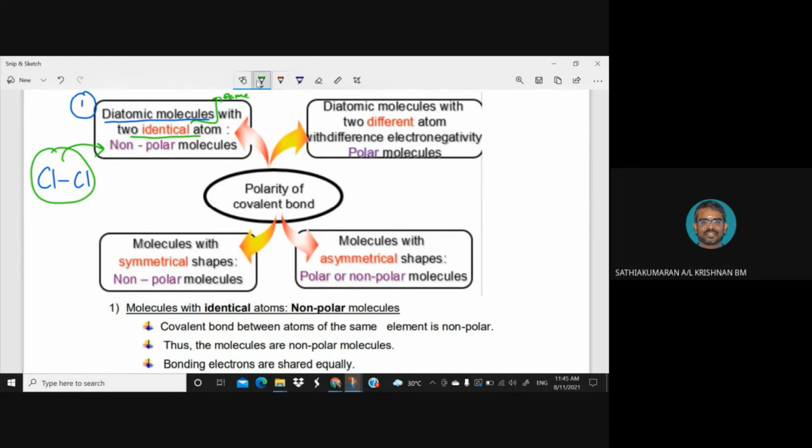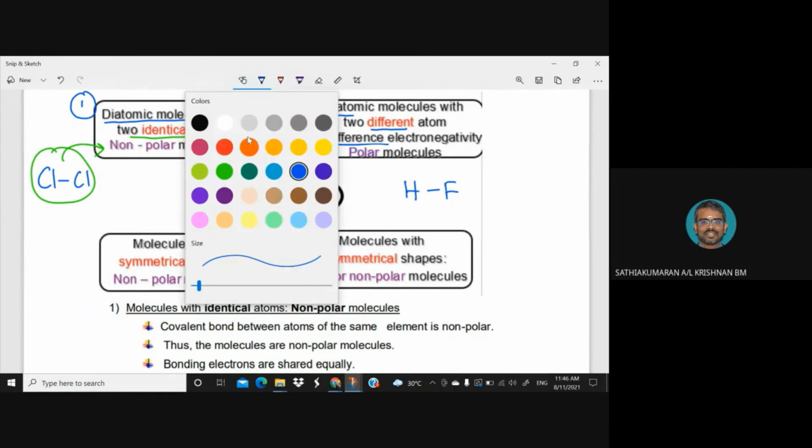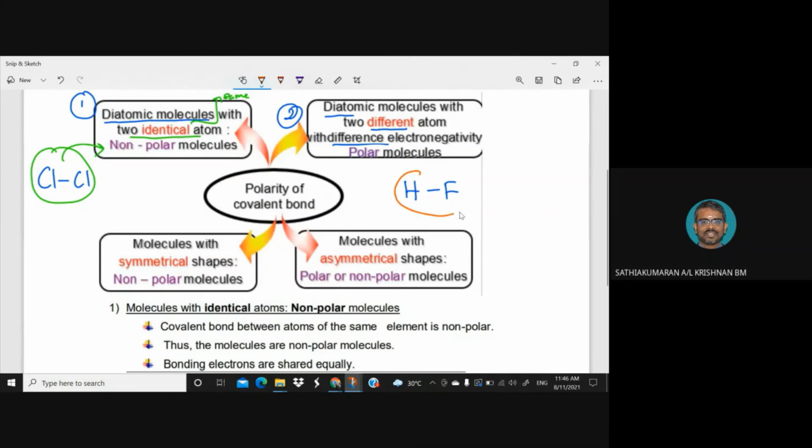Let us say number two. Number two: diatomic molecules with different electronegativity. For example, HF, two atoms with different electronegativity. So this molecule will be a polar molecule.